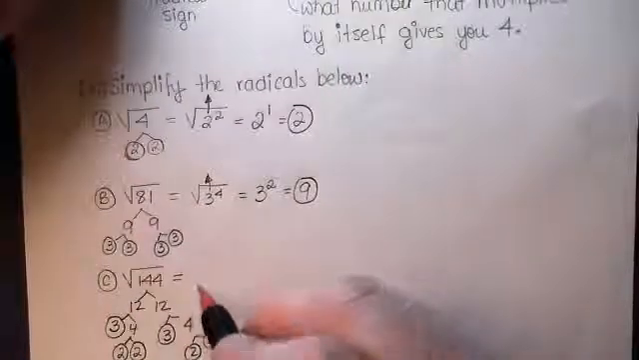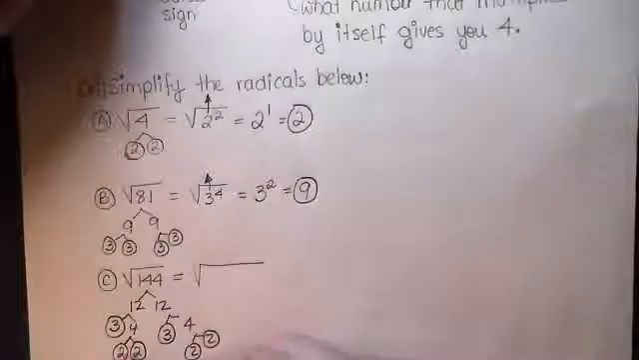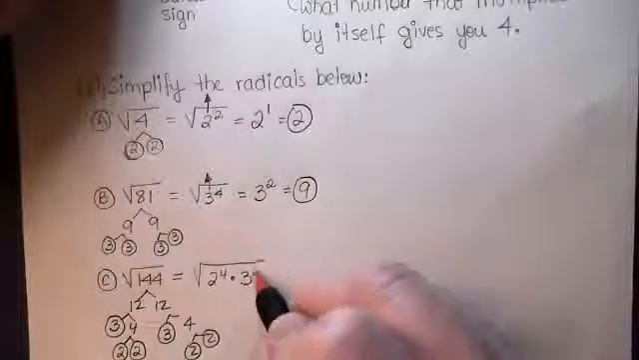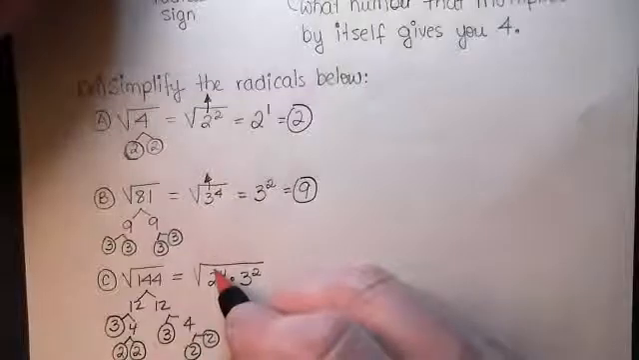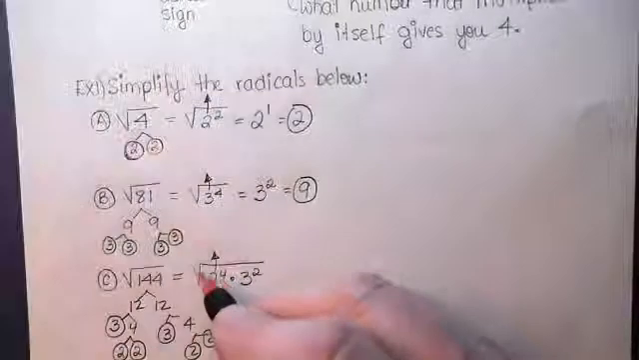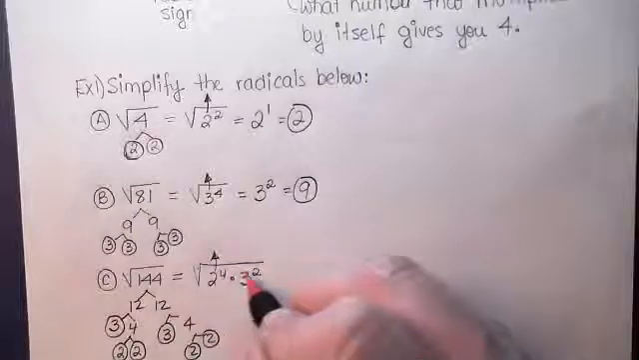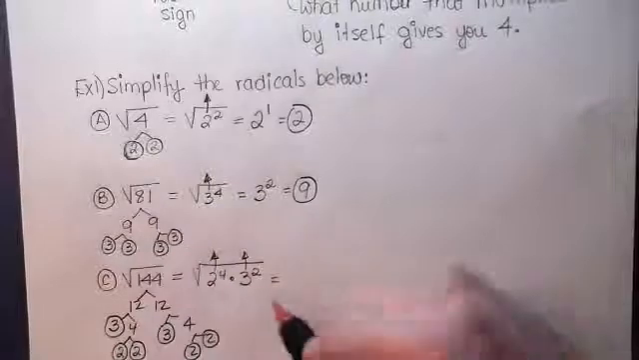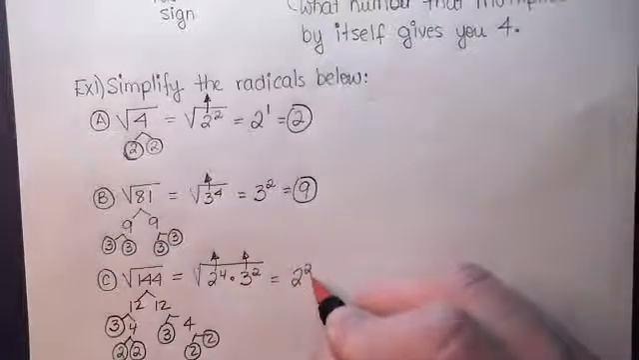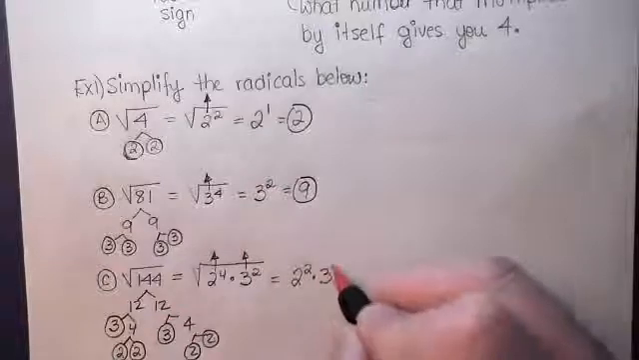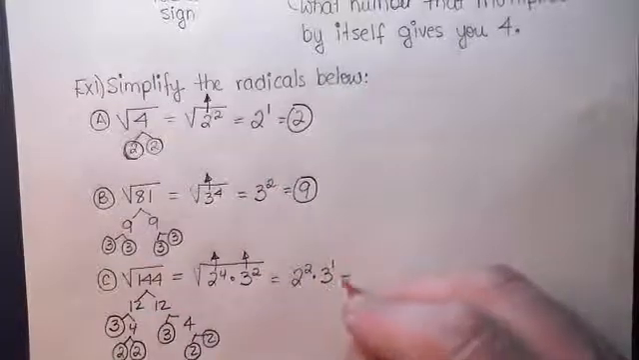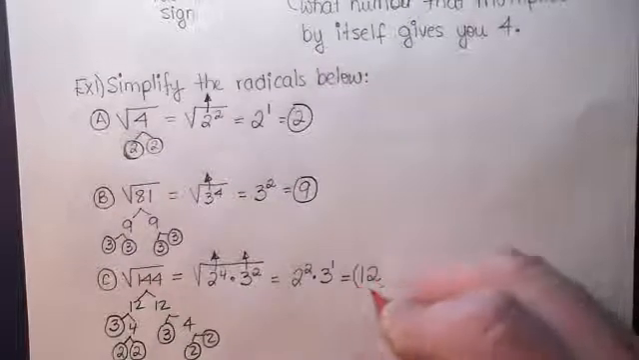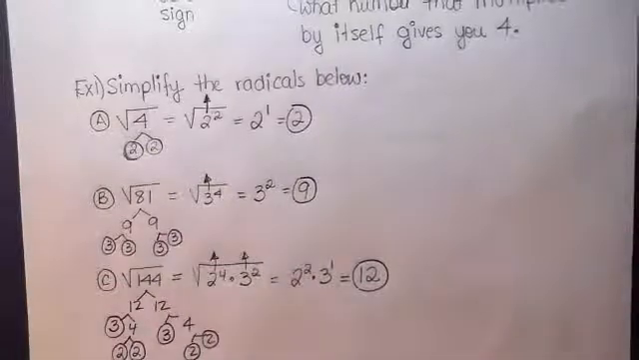Alright. Very well. So how many 2's do we have? If we count, I have 1, 2, 3, 4. So 2 to the 4th, and then 3 to the second. And can the 2 come out? Yes, it can, because you can divide the 4 by the invisible 2. And can the 3 come out? Yes, it can, because you can divide the 2 by the invisible 2 also. So the 2 comes out as 2 to the second, and the 3 comes out as 3 to the first. So 2 to the second is 4, times 3 is 12.